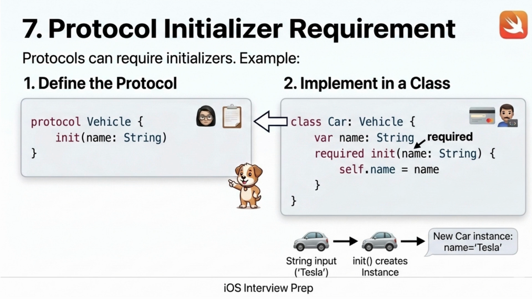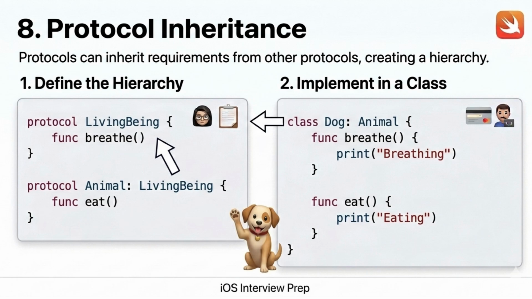Now move on to our next topic, protocol inheritance. You can see a protocol conforming to another protocol and creating a hierarchy. Here we can take an example: LivingBeing is a protocol and Animal conforms to LivingBeing. Now Dog conforms to the Animal protocol, which has both the functions, breathe and eat. So this is the classic example of inheritance. You can check out the other example as well. Here is a very basic example.